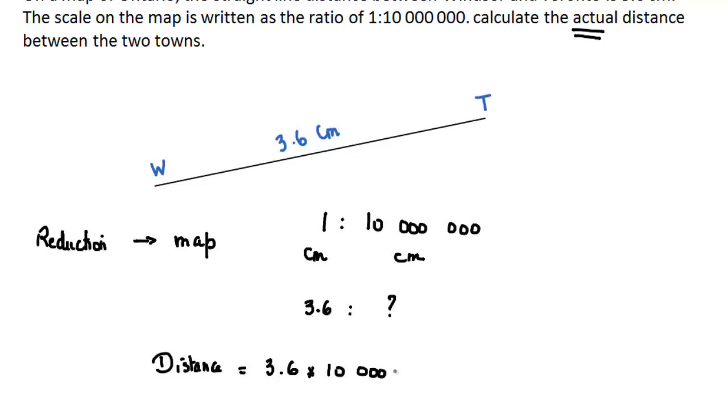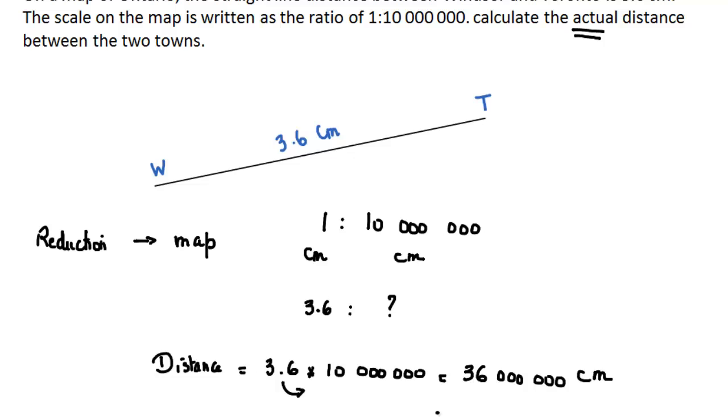Before, in the previous two examples, we divided. Here we need to multiply. We need a large number because this is going to be the reality. So 3.6 times 10 million. You know that if I'm multiplying, I need to move the decimal point to the right. How many steps? As you can see, 10 million means 7 steps. So I'm going to take 36, this is the first step, and after that, I will add the 6 zeros. That means 36 million centimeters.